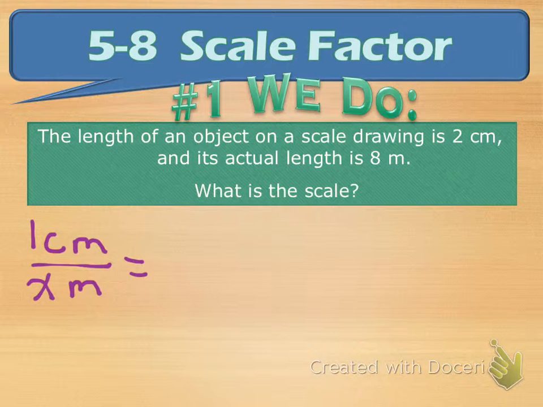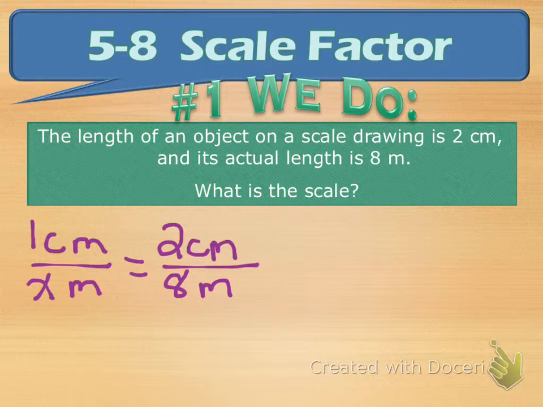Well, let's keep our labels the same, and we put 2 centimeters at top, and we put 8 meters on the bottom. That way we keep our labels the same. Centimeters are on top, meters are on bottom. It's important to make sure you keep them the same, or else you're going to end up with the wrong answer. Now what we're going to do is cross multiply.